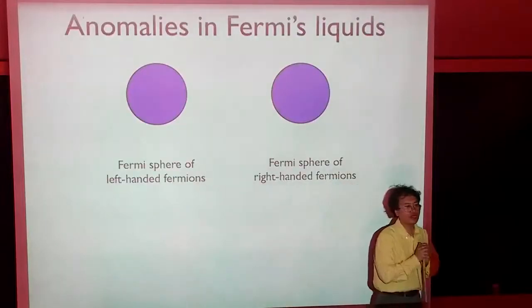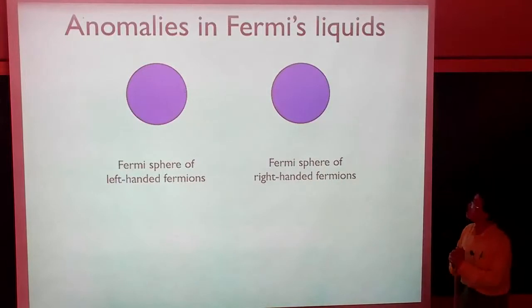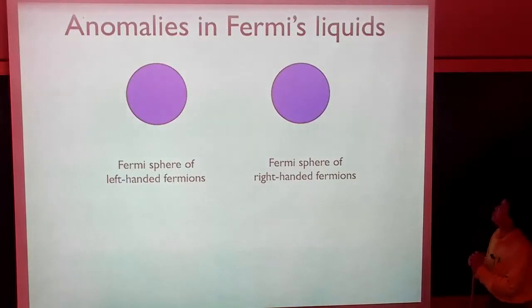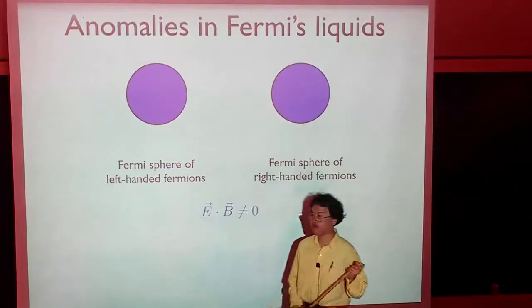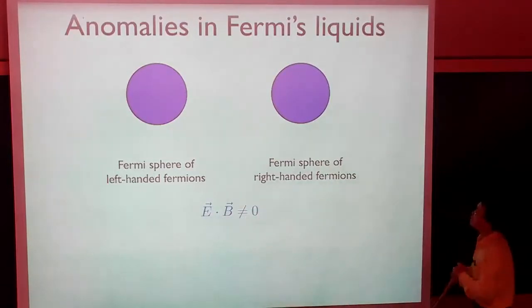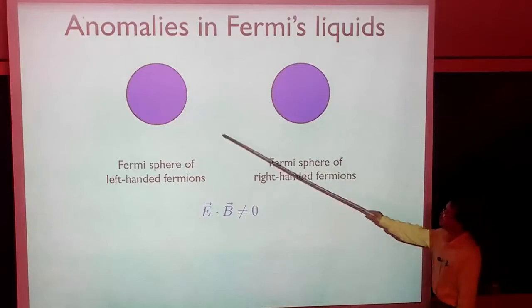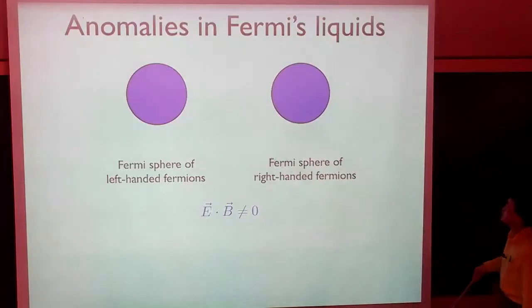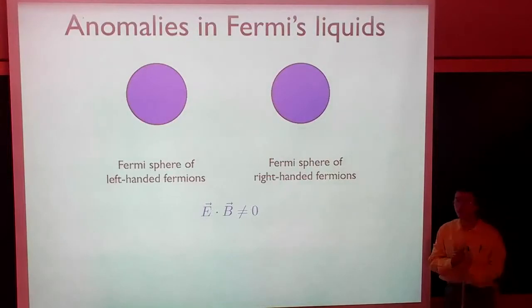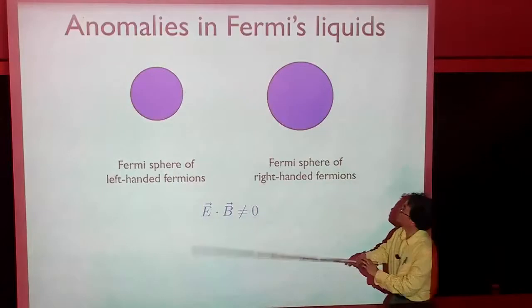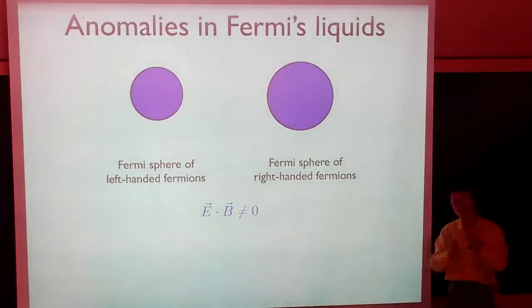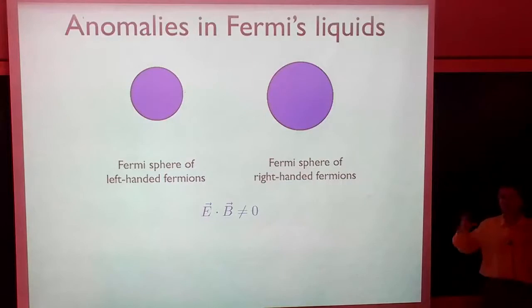Now if we have anomalies in the original theory, then we would have to think about what happened when we turn on non-zero E dot B for some amount of time. So in the beginning, we have a Fermi sphere of left-handed fermions and a Fermi sphere of right-handed fermions. If we turn on E dot B, the number of left-handed and right-handed fermions is not conserved. So at the end, this Fermi sphere should shrink, and this Fermi sphere should expand.